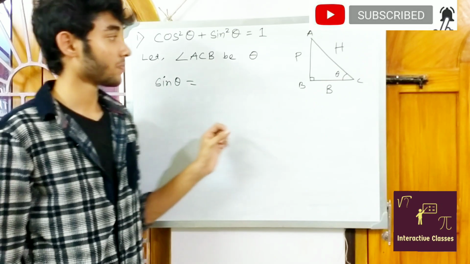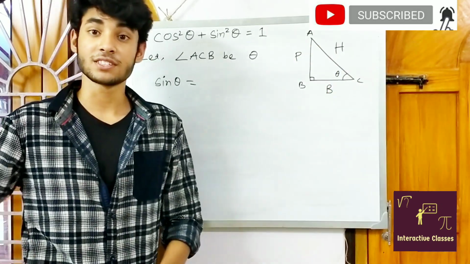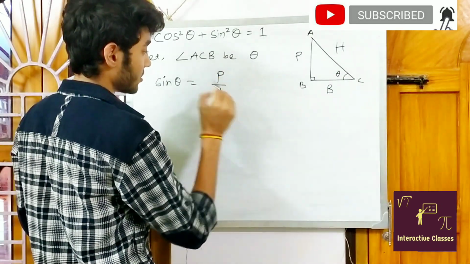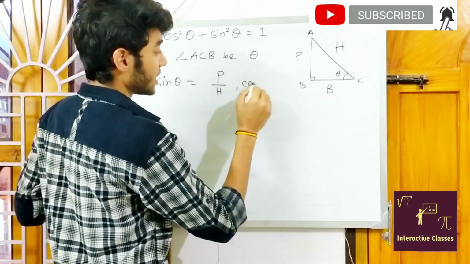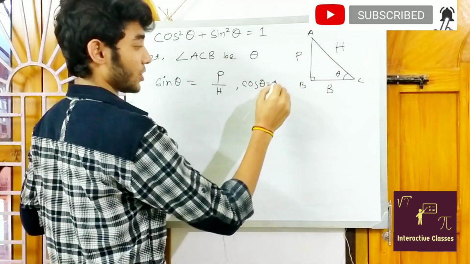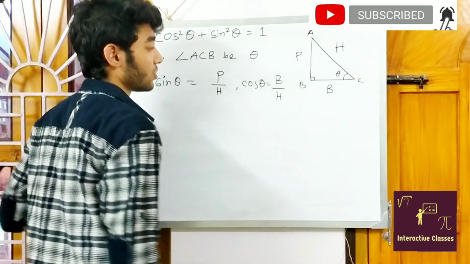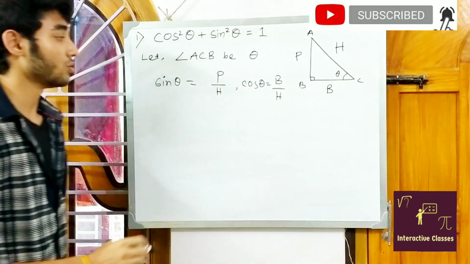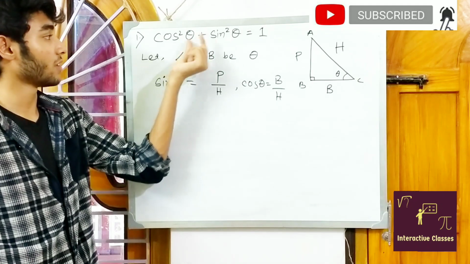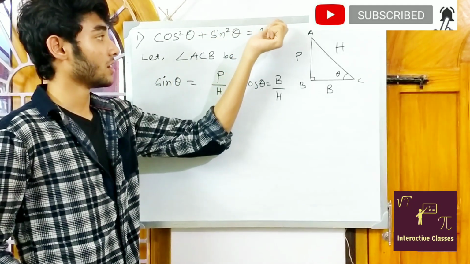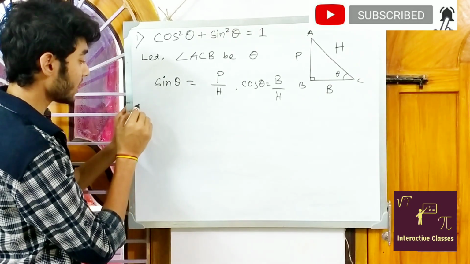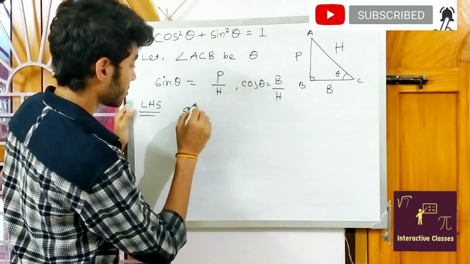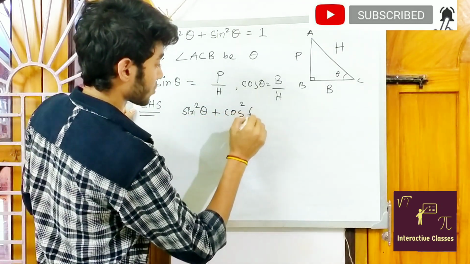Now we know that sin theta can be written as perpendicular by hypotenuse, as I have discussed in the first video. So sin theta is P by H. Similarly, cos theta is base by hypotenuse. So sin theta is P by H and cos theta is B by H. Now putting the value of sin theta and cos theta over here, we can get the required result. So now let us write LHS: sin square theta plus cos square theta.